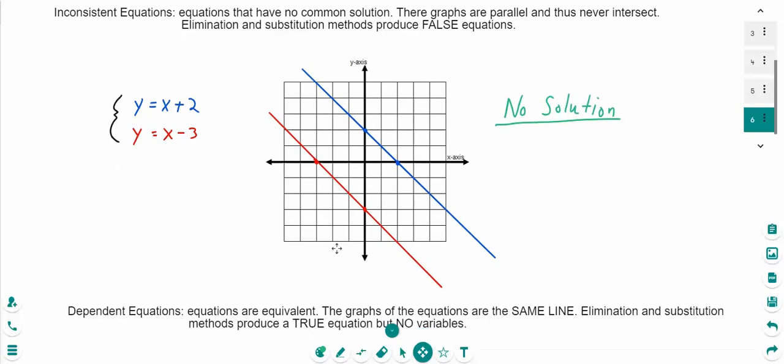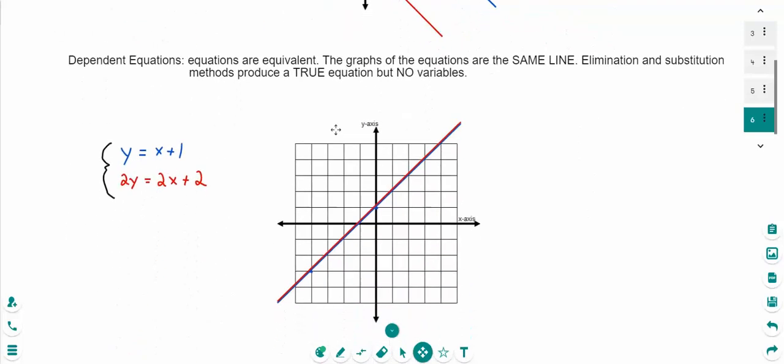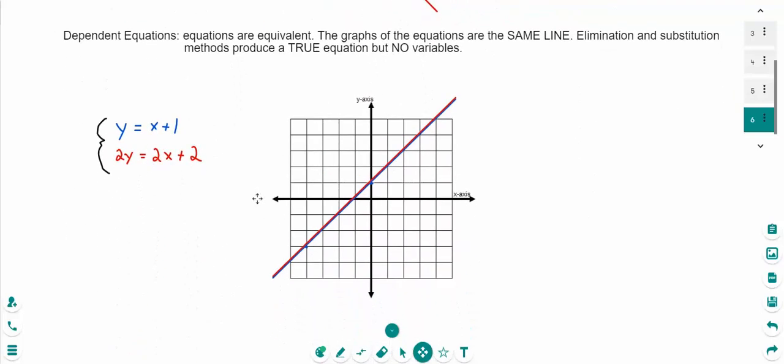And then thirdly, the third possibility here is that we have dependent equations. And this is where the equations are equivalent. They're just kind of disguised to make them look different. They are, in fact, the same line, graphically speaking. And if you use elimination and substitution, you will produce true equations, but no variables. Now, before we had an equation that was 0 equals 0. It doesn't have to be 0. It could be 5 equals 5, or 3 equals 3, or something like that. But it just has to be a true equation.